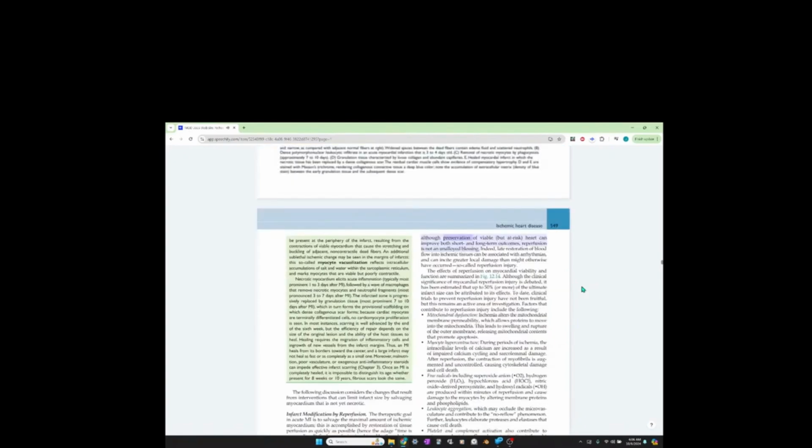The following discussion considers the changes that result from interventions that can limit infarct size by salvaging myocardium that is not yet necrotic. Infarct modification by reperfusion: the therapeutic goal in acute MI is to salvage the maximal amount of ischemic myocardium. This is accomplished by restoration of tissue perfusion as quickly as possible. Such reperfusion is achieved by thrombolysis, angioplasty, or coronary artery bypass graft. Unfortunately, although preservation of viable heart can improve both short- and long-term outcomes, reperfusion is not an unalloyed blessing.